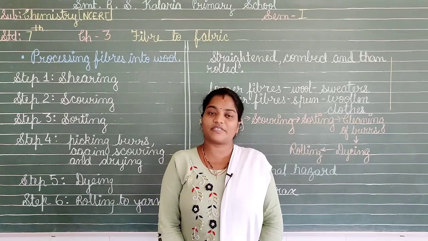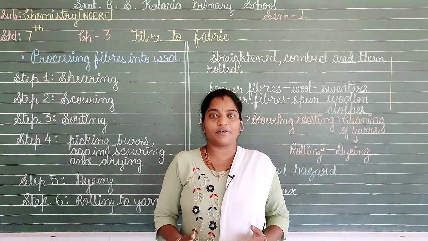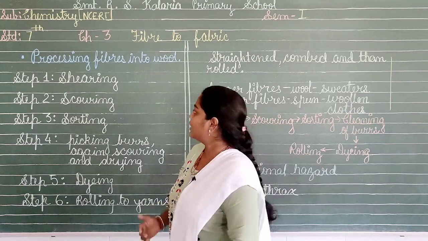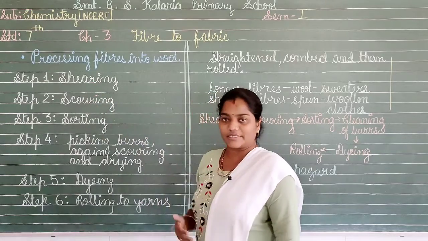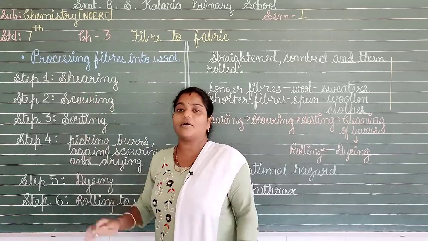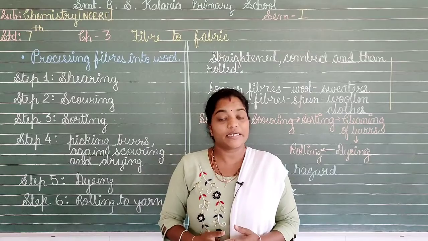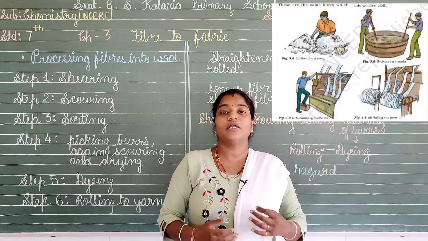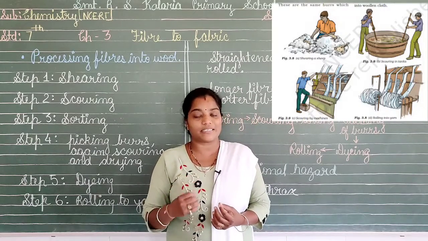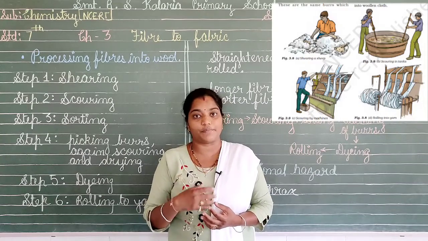Let us see the processing of the fibers to the wool. Here we have some of the steps. The first step is the shearing. Now what is shearing? It means taking out the wool and the upper skin layer from the body of the sheep.